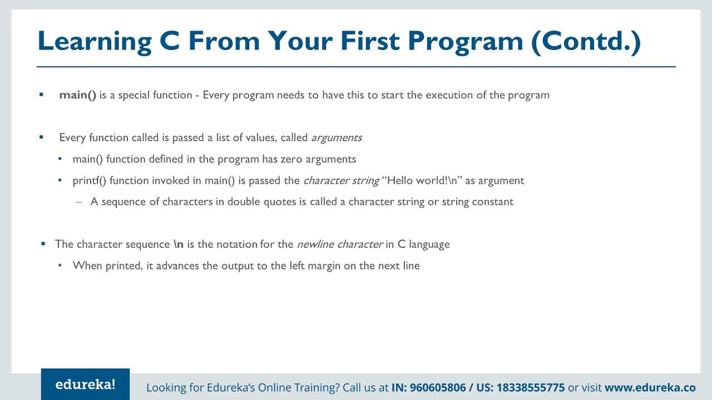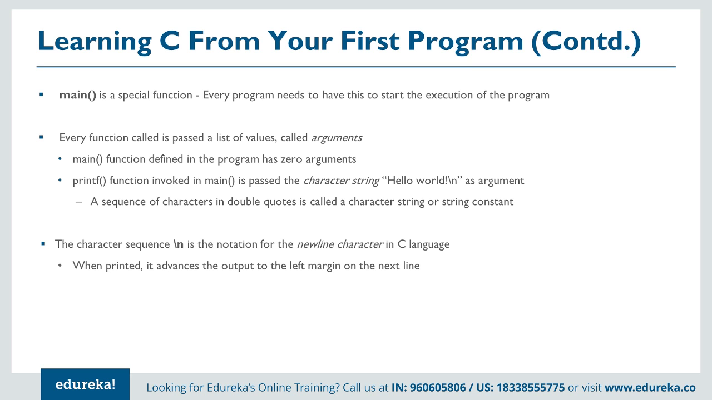That's what we used. And if you noticed, we had used a \n in the string. The \n is a notation in C for the new line character. What does the new line character do? It advances the output to the left margin of the next line. I'll show you what happens if you don't use \n. That way you get a feel of why \n is needed. If you don't have a new line character, it means it will not advance the output to the left margin on the next line. So let's look at that.